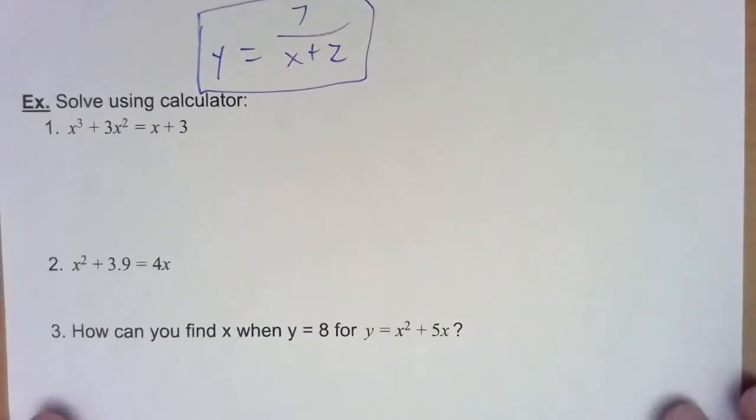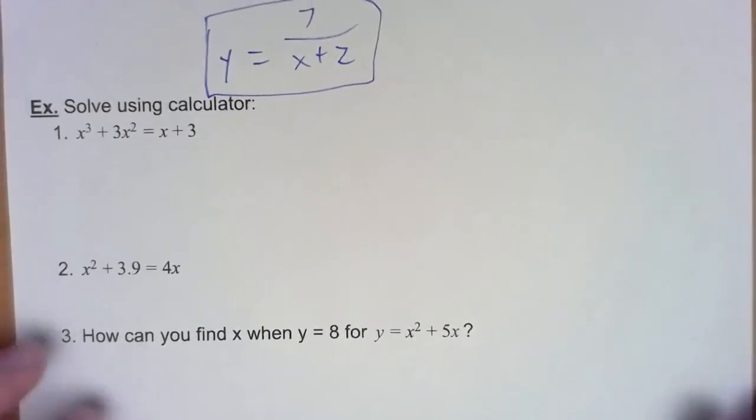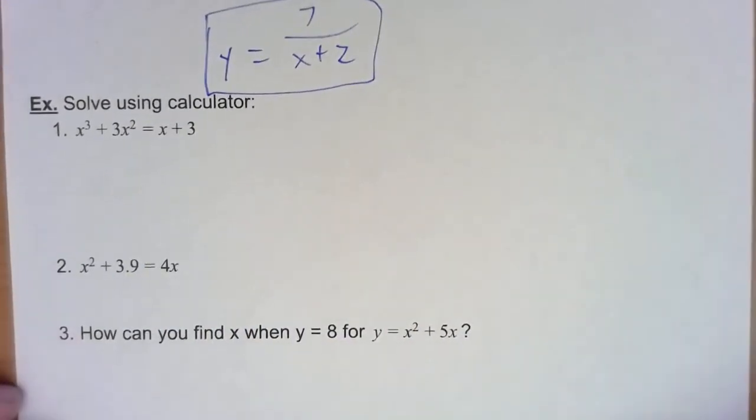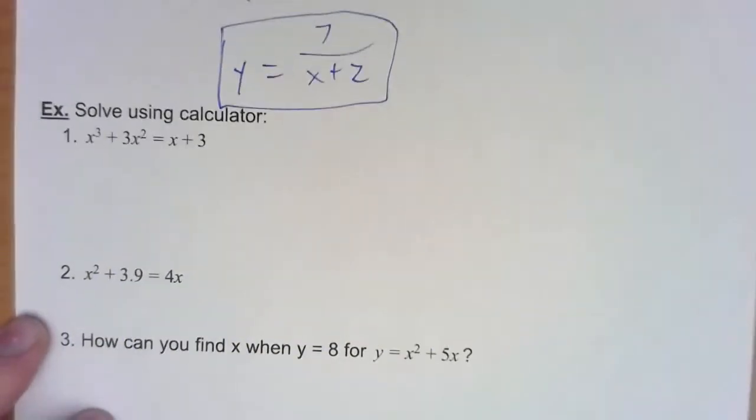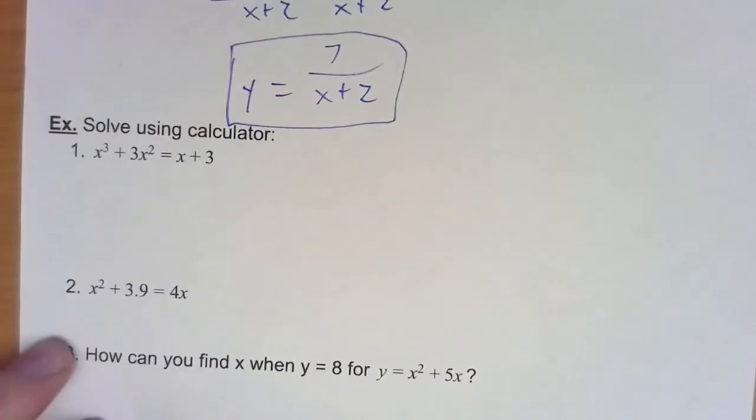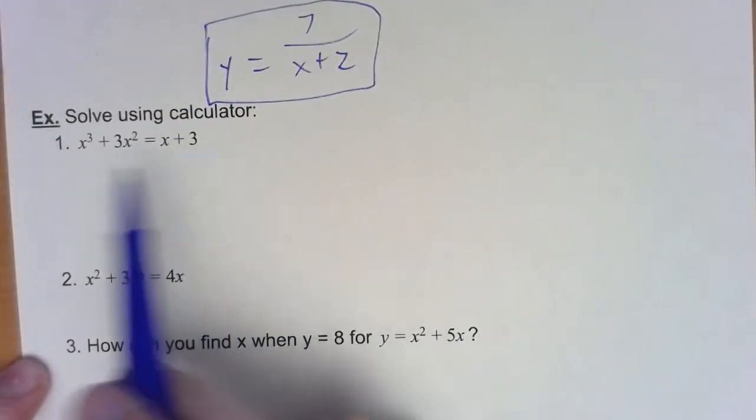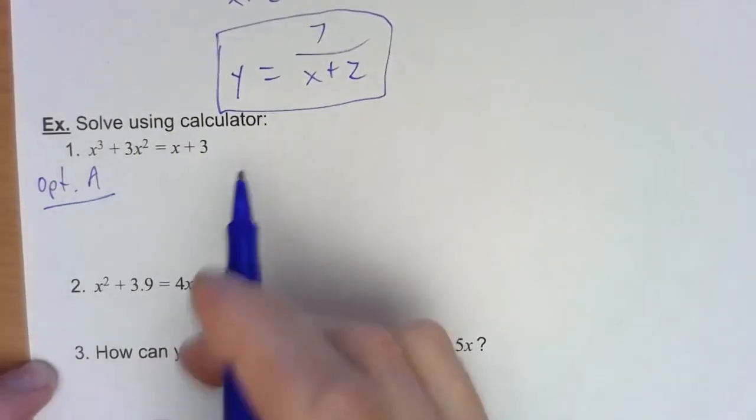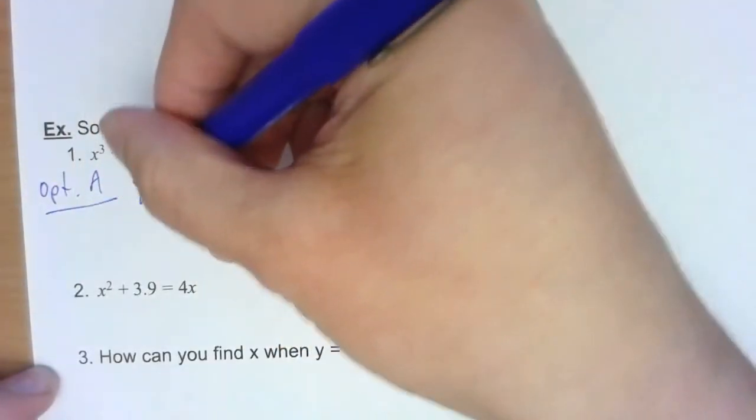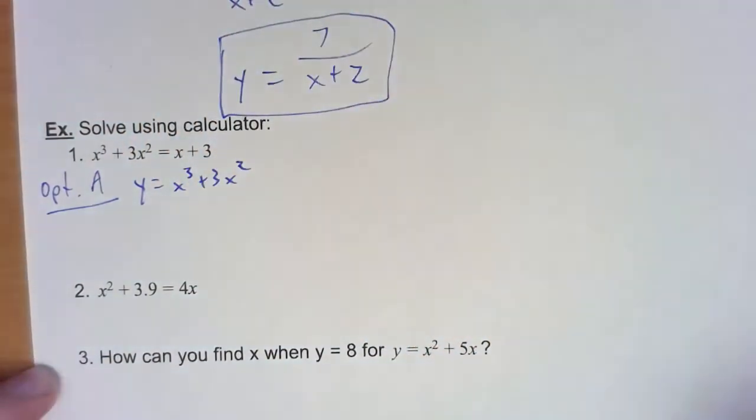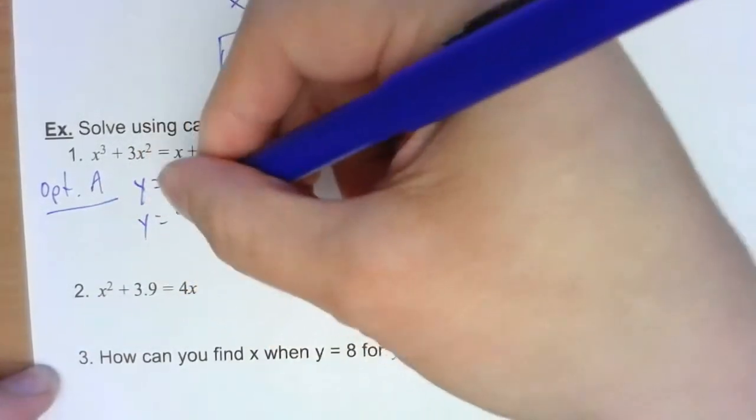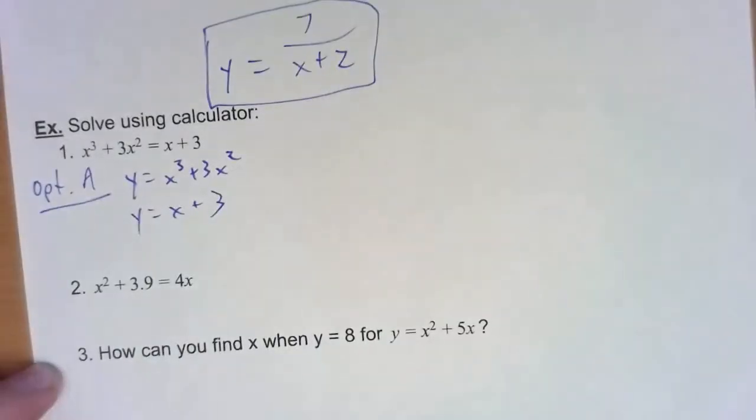And so then we looked at using the calculator in the previous lesson, just making sure that we can solve using the calculator if we're actually solving an equation. All this stuff we did before was if we want to solve by hand. What if we want to use the calculator? So something like this, there's two options. Option A is that you can graph the left and graph the right separately. So you can say y equals x cubed plus 3x squared, and then you can say y equals x plus 3.